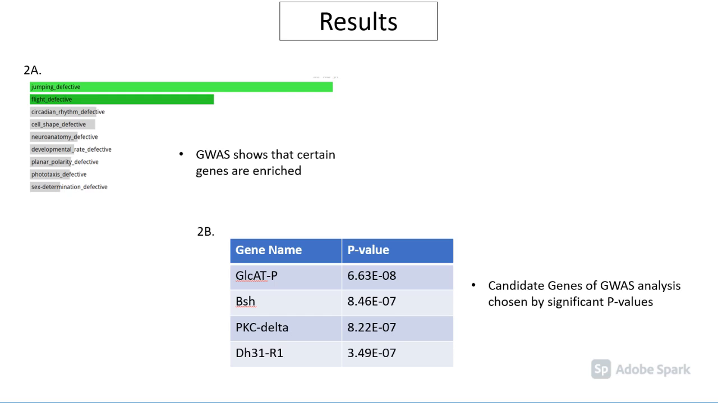After performing the GWAS analysis, we performed gene enrichment analysis of the top GWAS hits. We found that certain genes are enriched, as shown in Figure 2a. From the top hits of the GWAS, we narrowed down the photoperiodic candidate genes to the top 40 hits by their significant p-values, shown in Figure 2b.